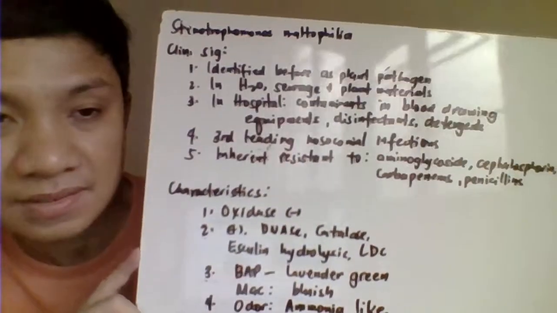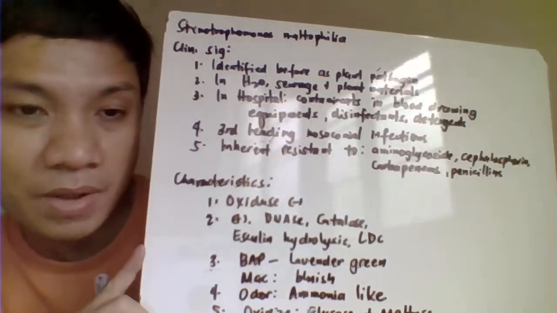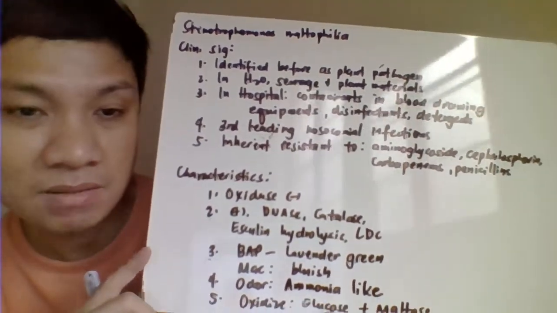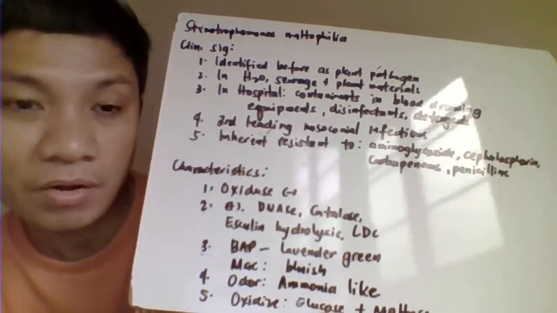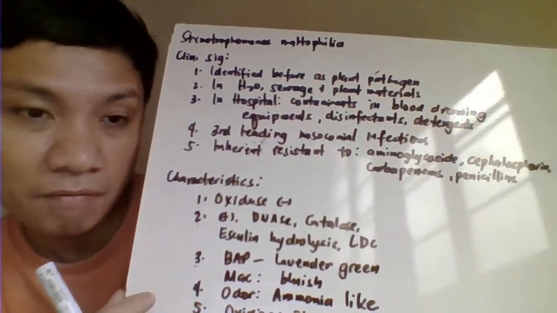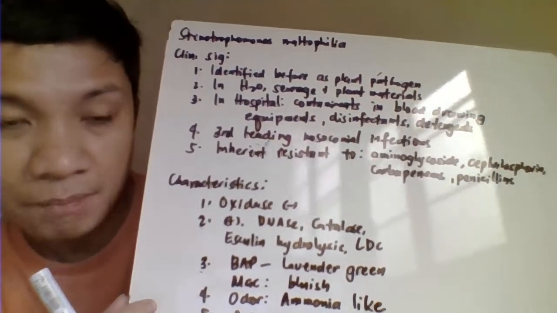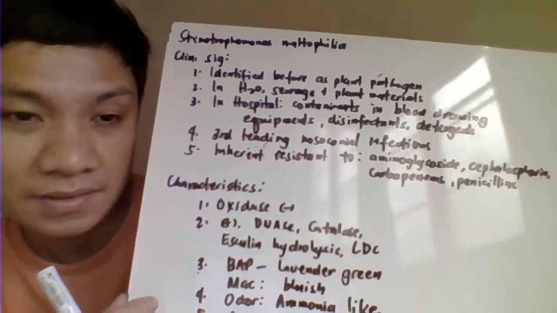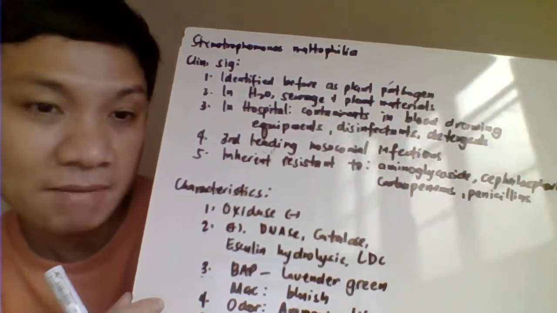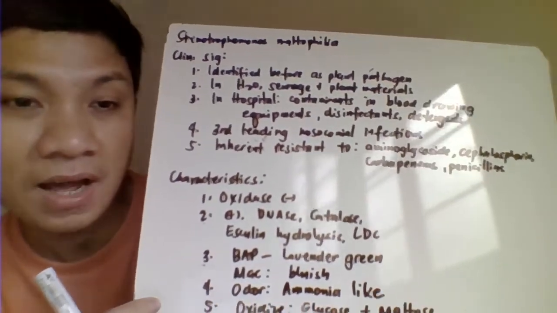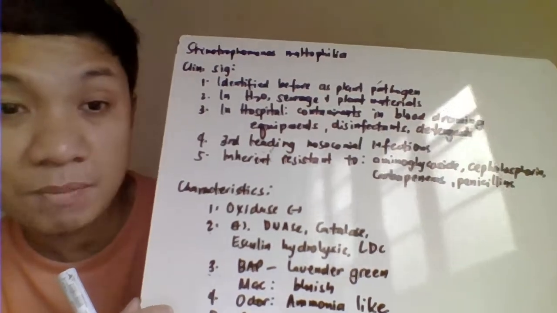Okay, the next genus here is Stenotrophomonas, but most likely the one causing human infection is Stenotrophomonas maltophilia. Before, Stenotrophomonas was actually considered a plant pathogen, but currently there are some species here which try to cause human infection.